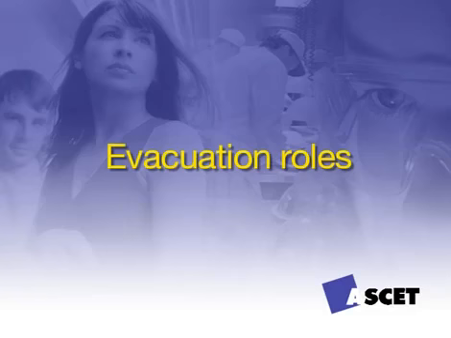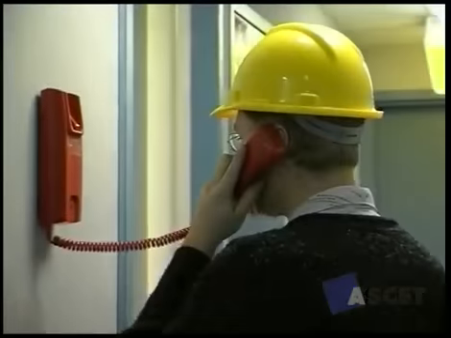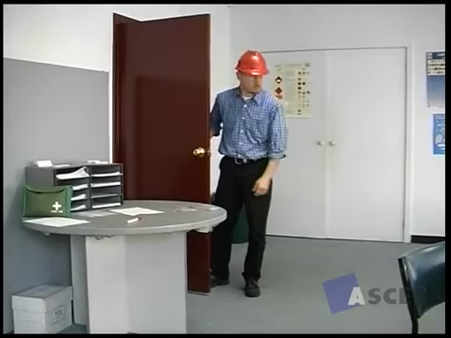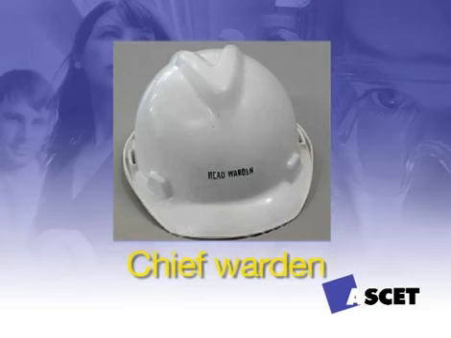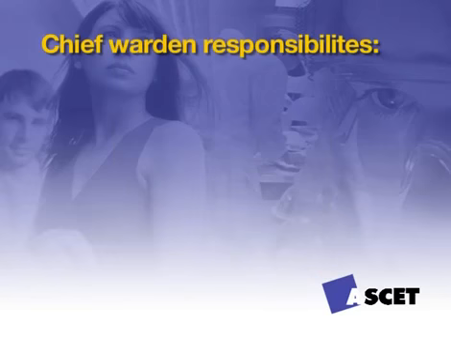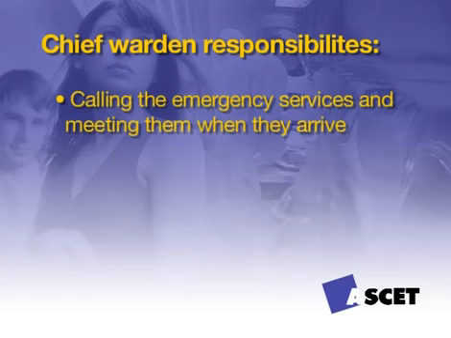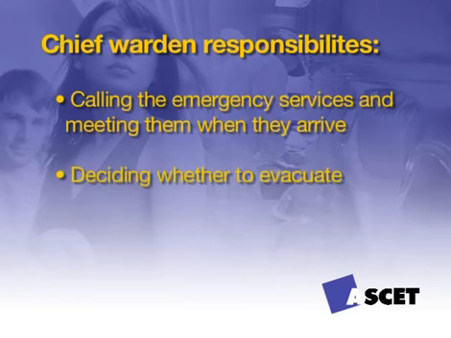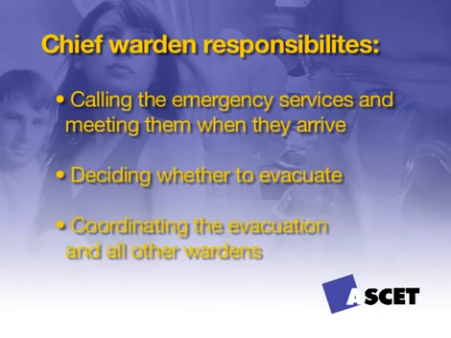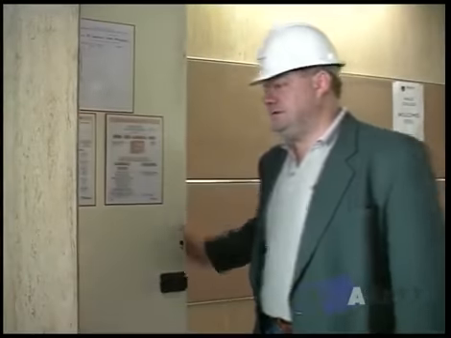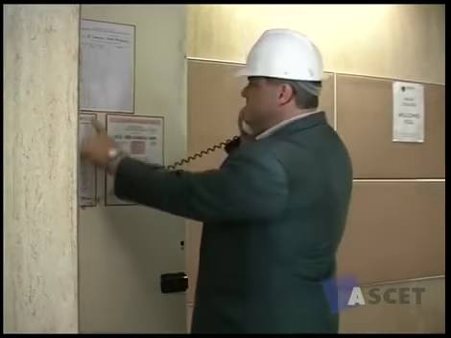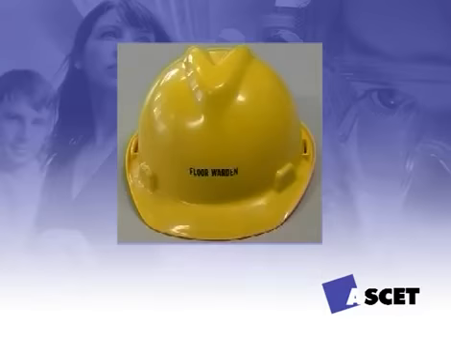Evacuation roles. It's important to know whom to obey during an evacuation. The following roles may be assigned in your workplace. Chief Warden. These wear white helmets. They are responsible for calling the emergency services and meeting them when they arrive, deciding whether to evacuate and coordinating the evacuation and all other wardens. In the event of an emergency, they can usually be found at the main control panel if the building is fitted with one.